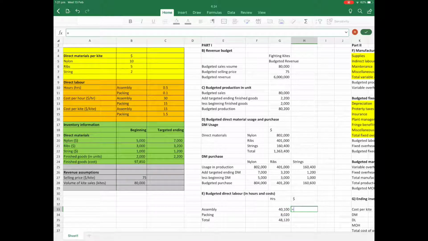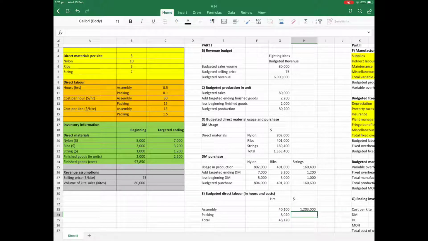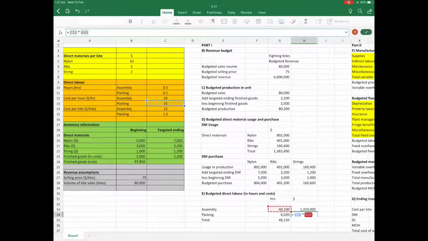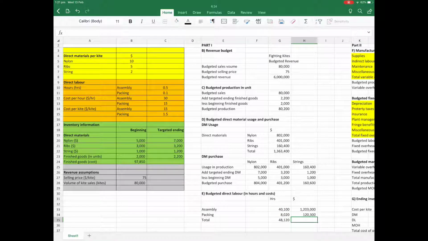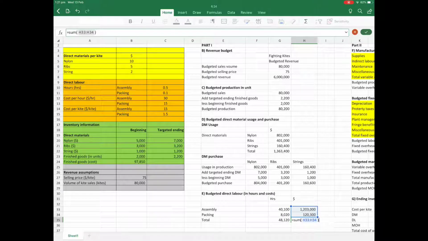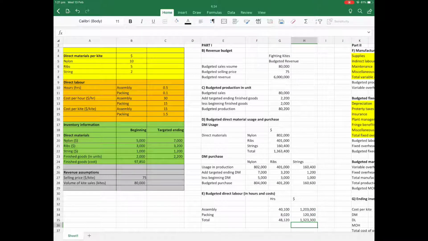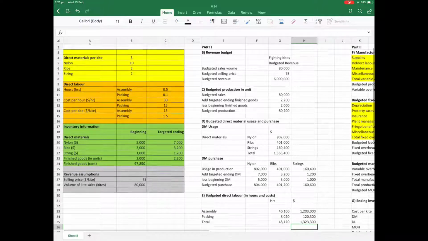Similarly, when we want to calculate how much we spend on direct labor, we take the amount of money we pay for 1 hour, and then we times the total number of hours. Again, for packaging, we pay people 15 bucks per hour, and then we spend 8,020 hours. All right, so again, we can calculate the sum amount of money. All right, so that is for part 1.